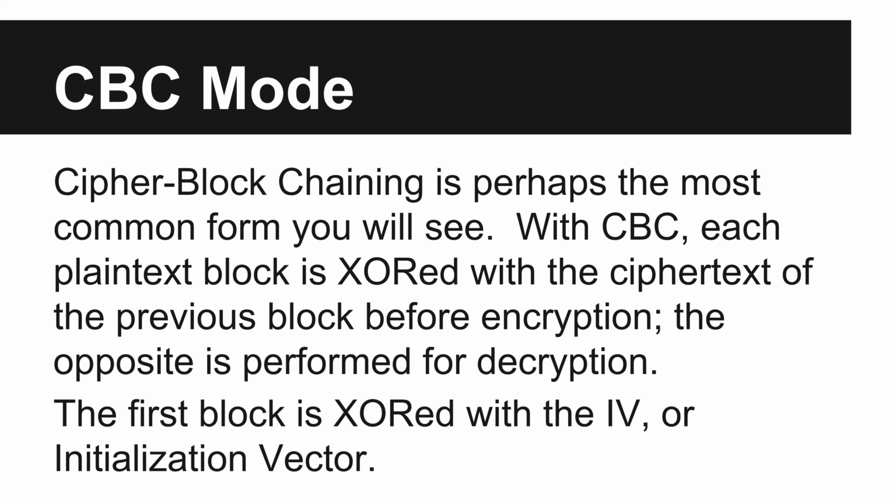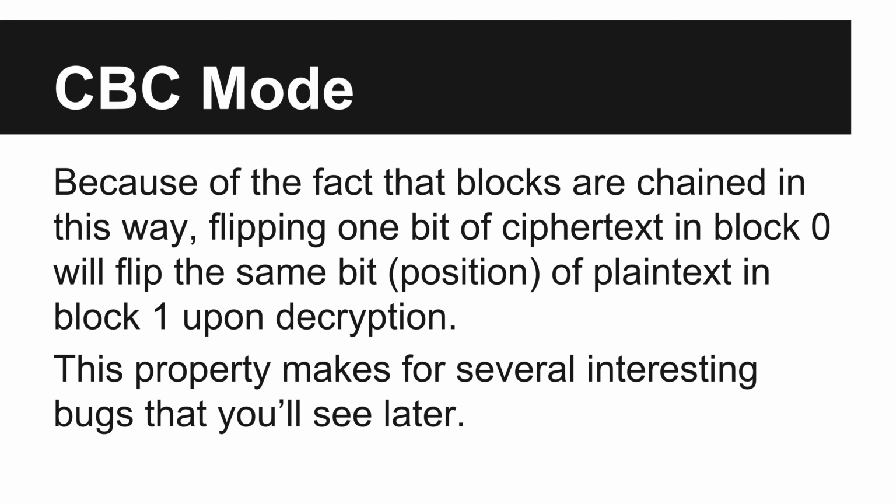Cipher block chaining mode, or CBC, is perhaps the most common form you'll see. With CBC, each plaintext block is XORed with the ciphertext of the previous block prior to encryption. The opposite is performed for decryption, and the first block is XORed with an initialization vector, or IV. Because the blocks are chained in this way, flipping one bit of ciphertext in block 0 will flip the same bit position in block 1 upon decryption. This property makes for some fun bugs you'll see in the next session.